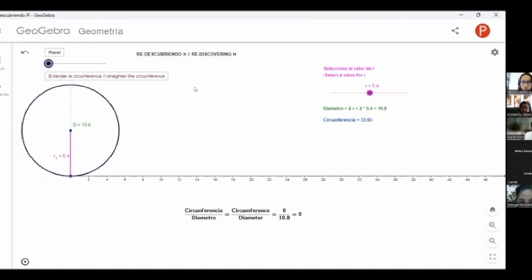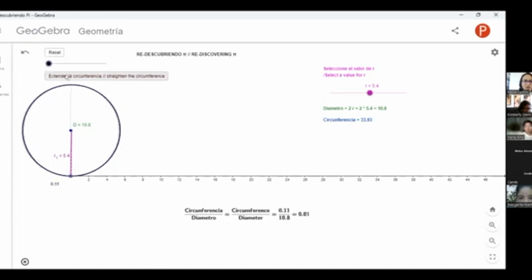10.8 was my case. And the long little rope, mine said 34. Now I have used a tool, an application that allows me to do this. And here says that my radius for this tape was 5.4. So the radius, which is half, is 5.4. I thought it was going to be 34, but it's actually 33.93. And the software did this.